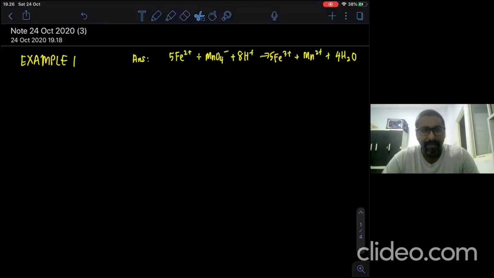Hello everyone. When it comes to balancing redox reactions, especially using the oxidation number, many students have a lot of confusion and misunderstanding, and they think it's too difficult. How can I solve this using oxidation number, and do I use the trial method? Do I try one by one? Won't it be time consuming?